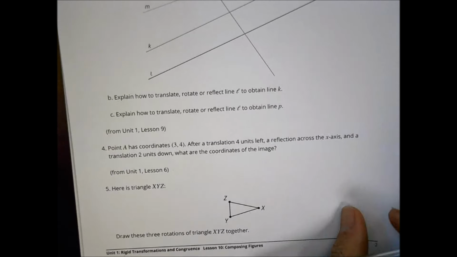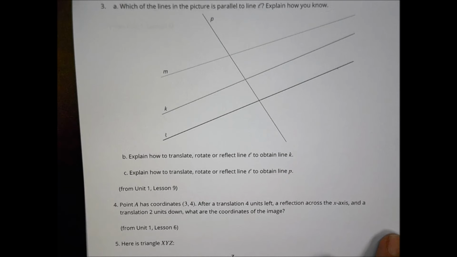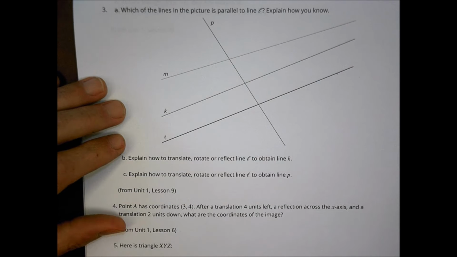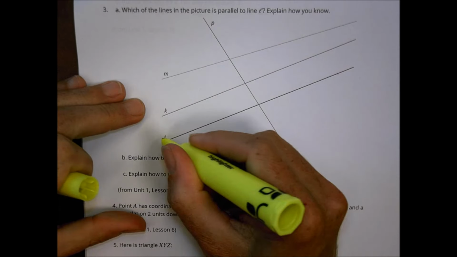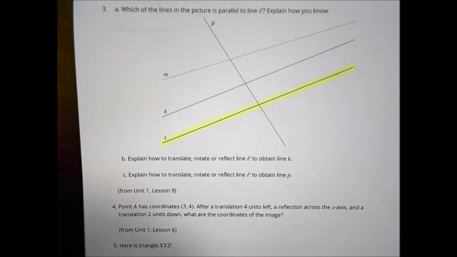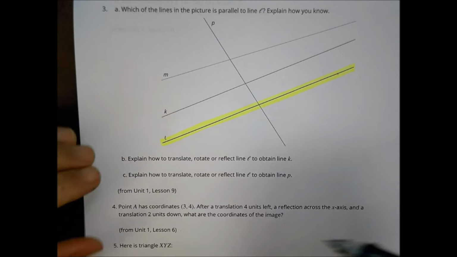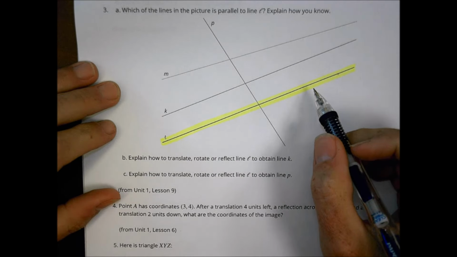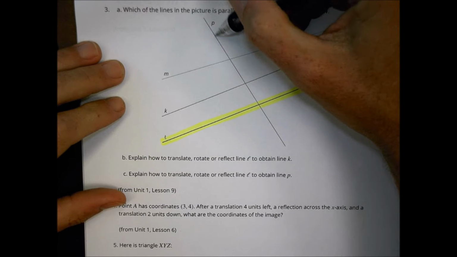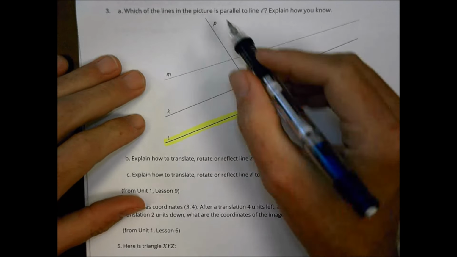Looking at number 3. Which of the lines in the picture is parallel to L? So the one we're trying to evaluate here is this one right there, and we want to know which one of the lines is parallel. Parallel means that they're never going to cross, they're never going to meet, they're going to go on and on forever and ever. My problem here with P is that obviously it crosses. So we would say it's not P.